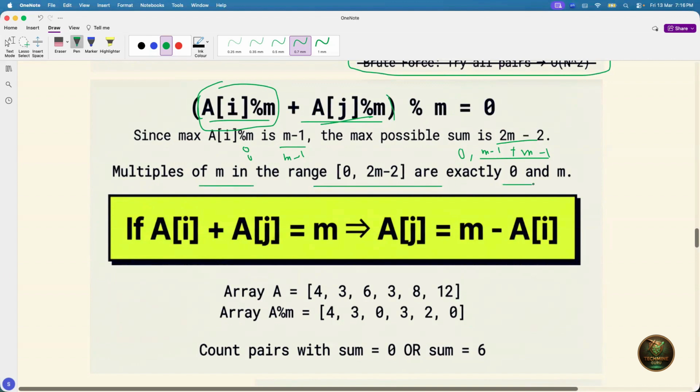It will be 0 and m only, because you cannot take 2m, because it will overflow from the boundary, since our range is till 2m minus 2 only. So we have exactly two multiples, one is 0 and another one is m.